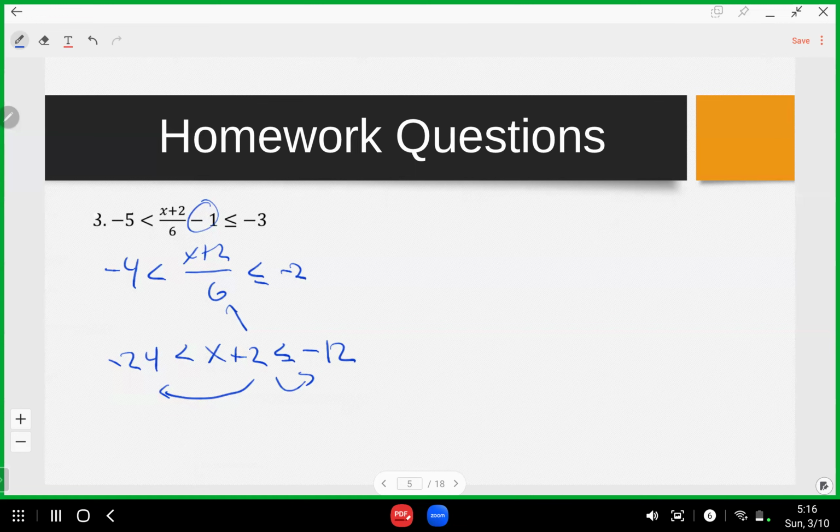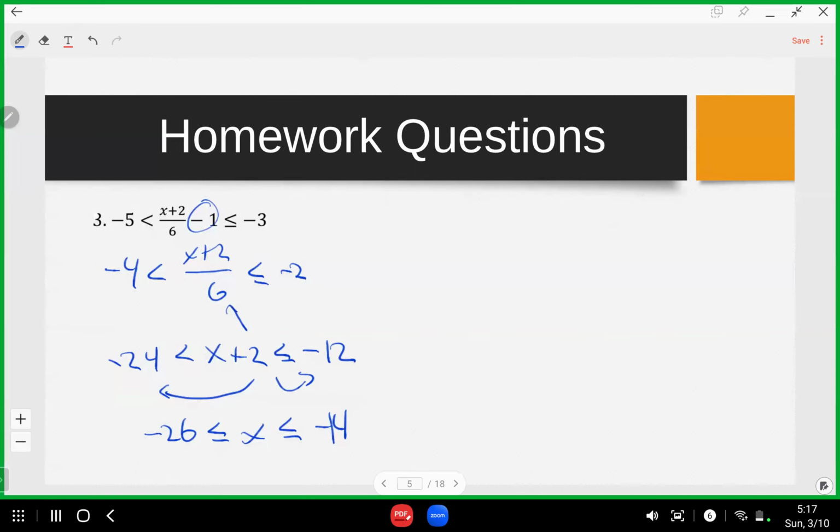So where are you going to move it? To both sides. You subtract 2 from both sides. You have to do this. So whoever got negative 26 to negative 14 is correct. Make sure you check your work with this.